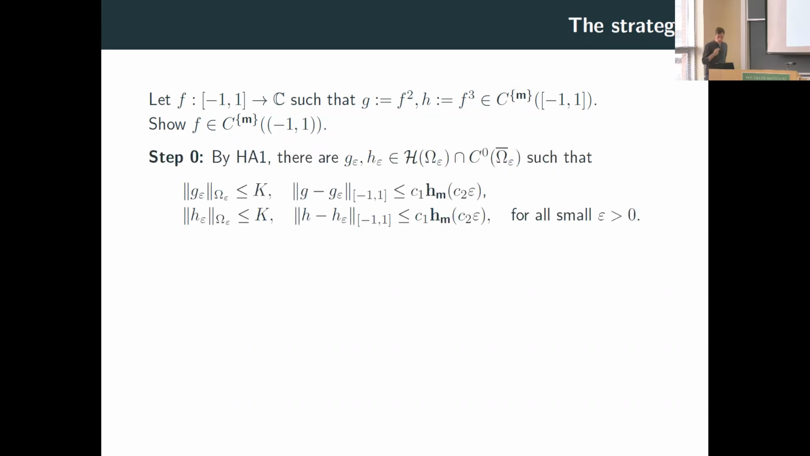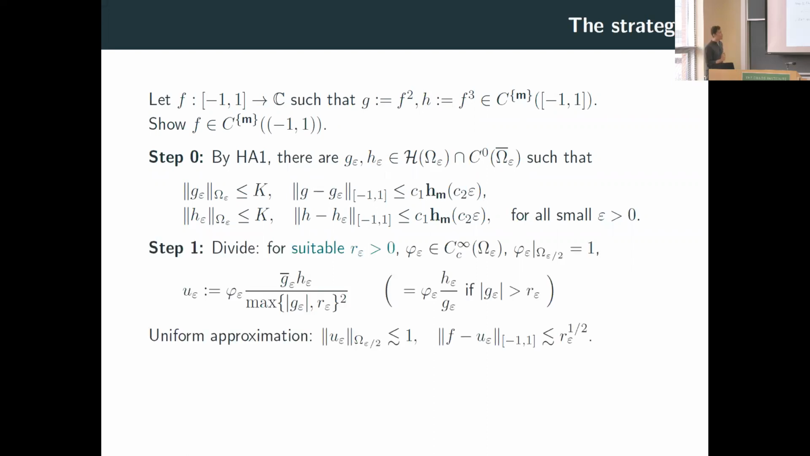Okay, so I will sketch several steps. So the first step is the first holomorphic approximation theorem. So we start. I call f squared g, I give it a name, and f cubed I give the name h. So I use the first holomorphic approximation theorem to get holomorphic approximations of g and h. They are called g epsilon, h epsilon, with all the properties we have been discussing.